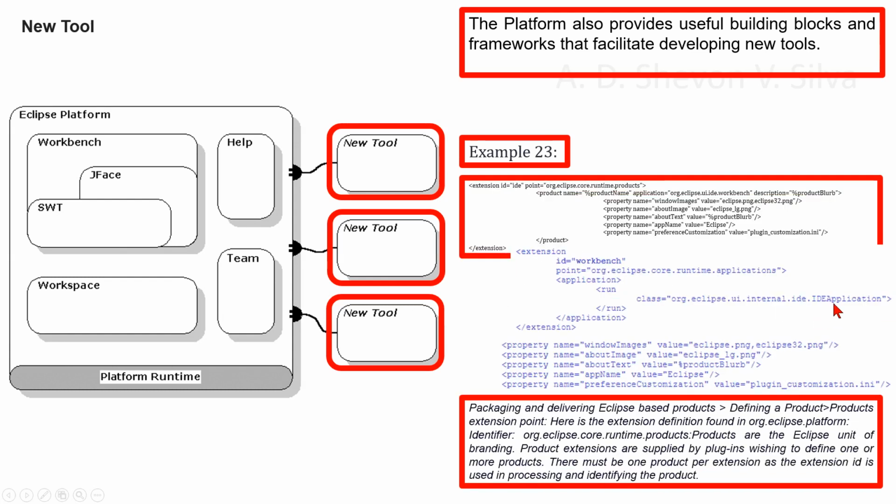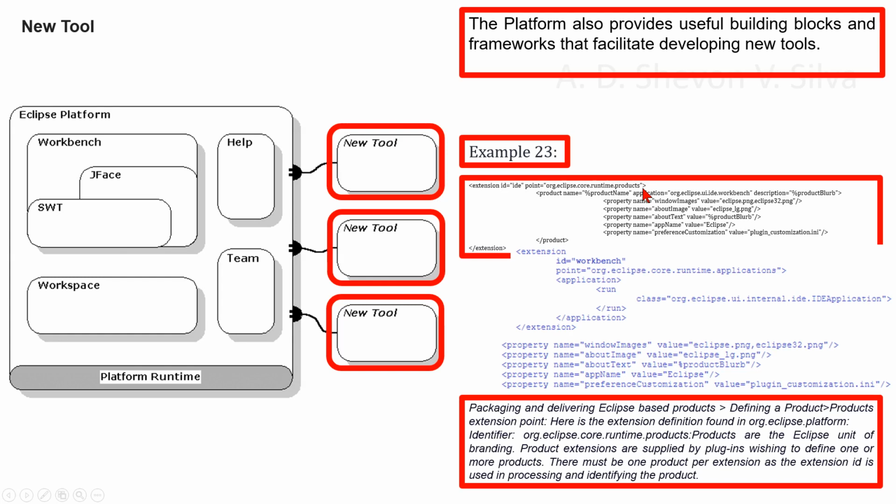The preferred mechanism here, now we are considering the products extension point in defining product in packaging and delivering Eclipse based products. Here is an extension definition found in the org.eclipse.platform. The identifier org.eclipse.core.runtime.products. Products are the Eclipse unit of branding. Products extensions are supplied by plugins wishing to define one or more products. There must be one product per extension, as the extension ID is used in processing and identifying the product.